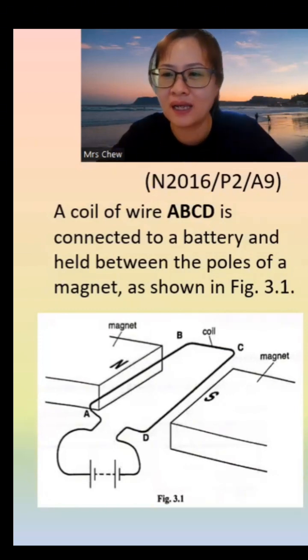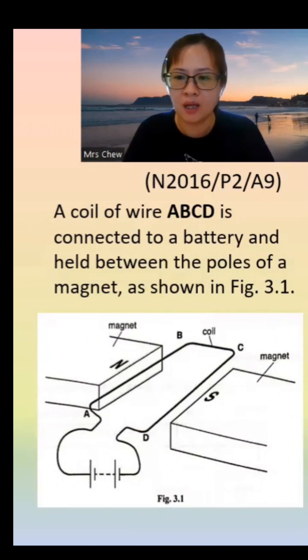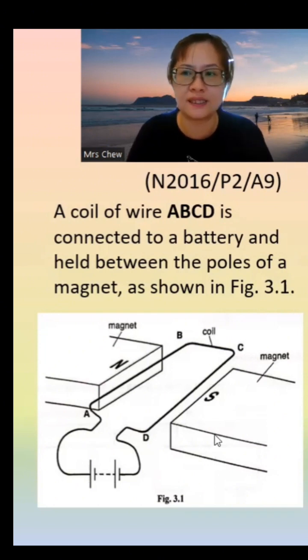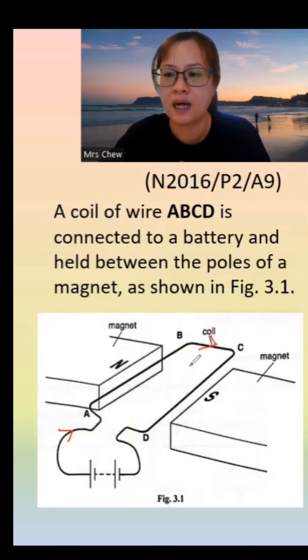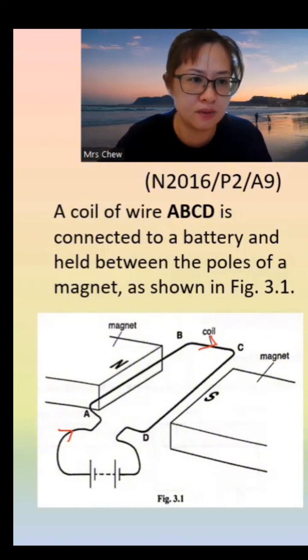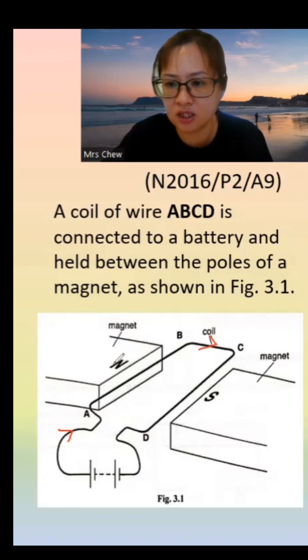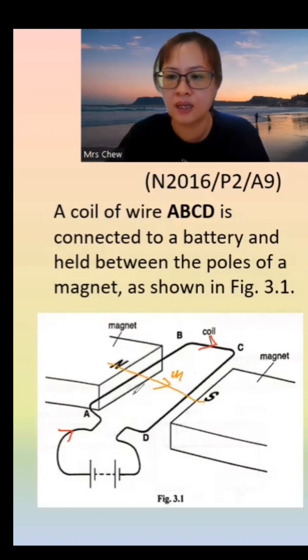A coil of ABCD is connected to a battery. So they didn't tell you what is the direction of the current, but we should know that the conventional current actually flows from the positive terminal. So it comes out from here, the positive terminal. So this one is the direction of the current. And this, let me use a different color. This is the direction of the magnetic field.